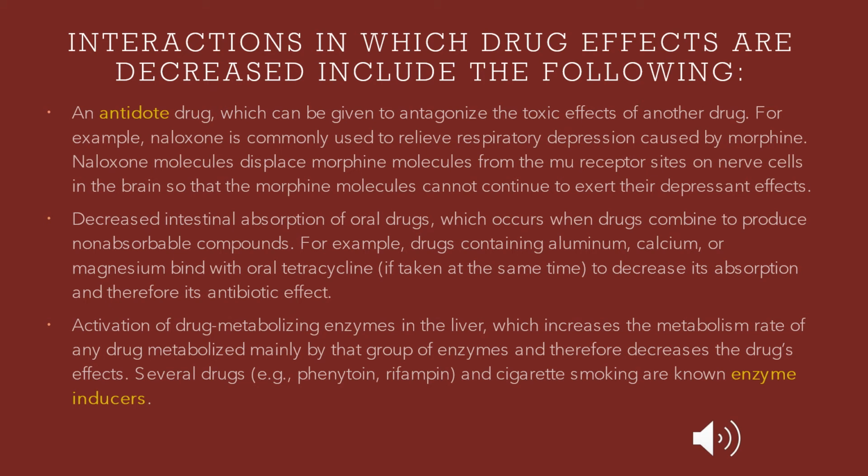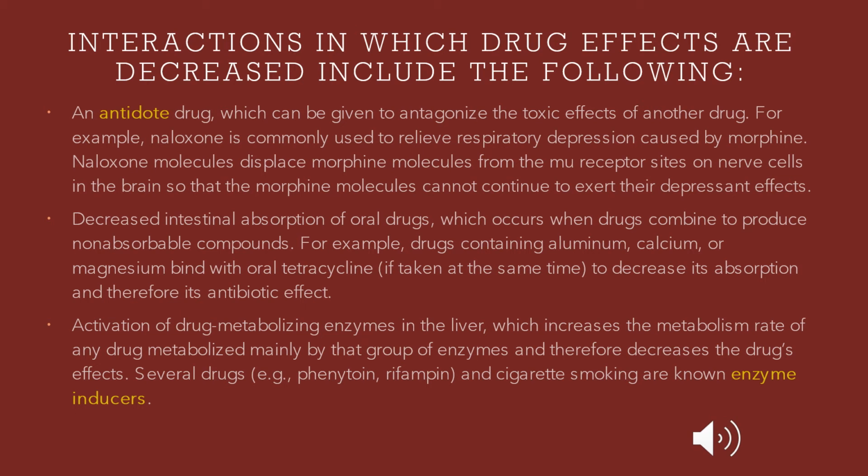Interactions in which drug effects are decreased include the following. An antidote drug, which can be given to antagonize the toxic effects of another drug. For example, naloxone is commonly used to relieve respiratory depression caused by morphine and related drugs. Naloxone molecules displace morphine molecules from the mu receptor sites on the nerve cells in the brain so that the morphine molecules cannot continue to exert their depressant effects.